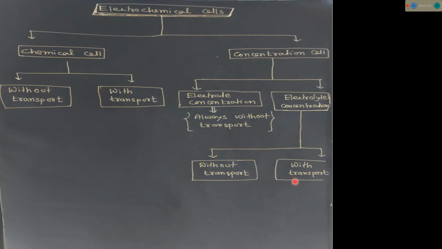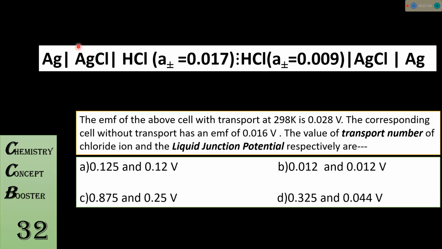So again, this is the cell given. We can use anything. In most cases we usually use HCl, but you can use a unipositive cation like KCl, NaCl, or LiCl, any one. This is the expression of a cell with transport, that's why the triple dot is there. So the cell EMF of the above cell with transport is given.